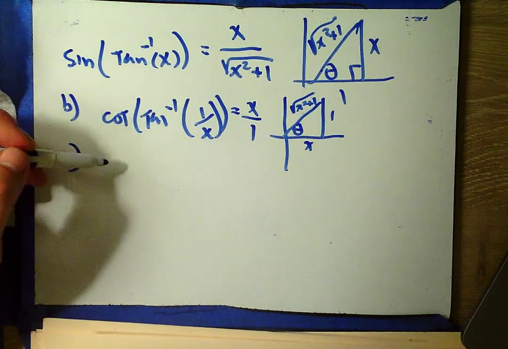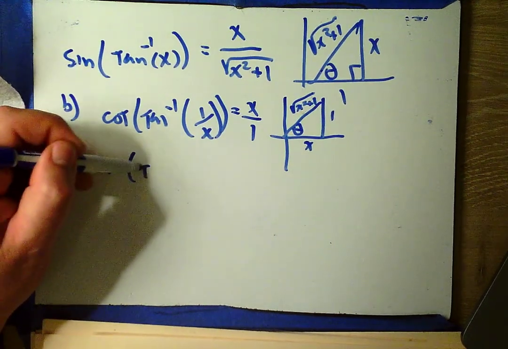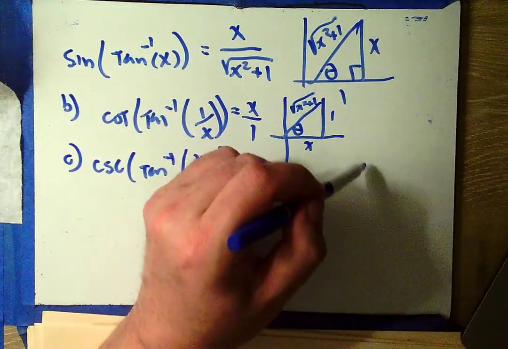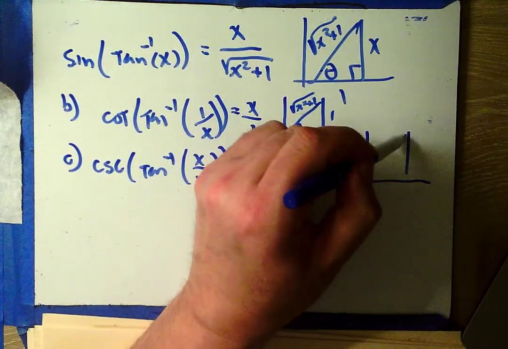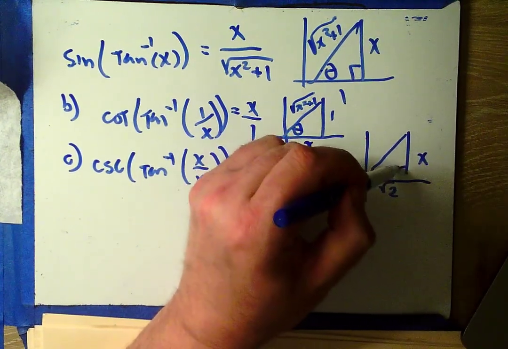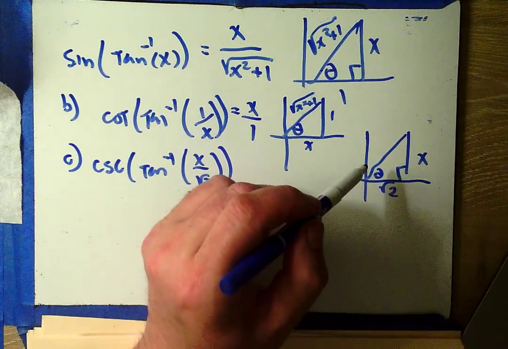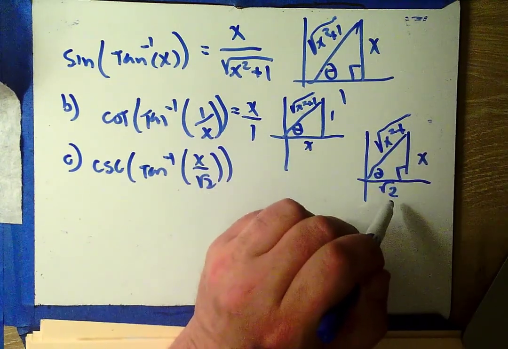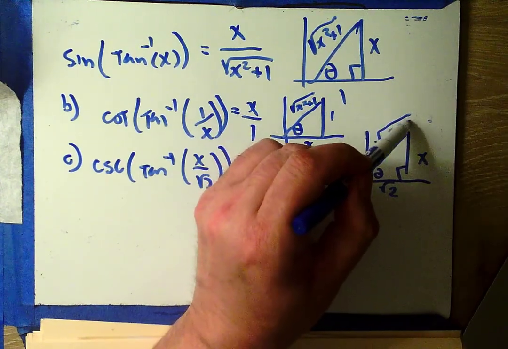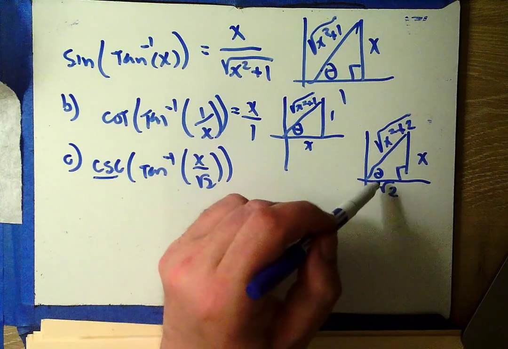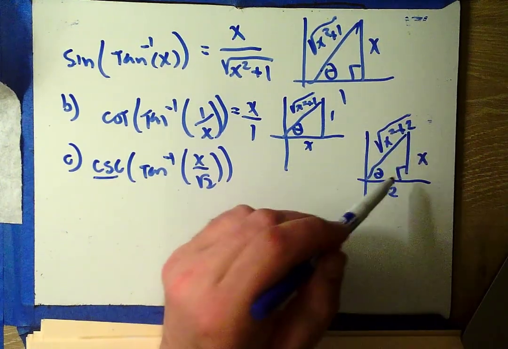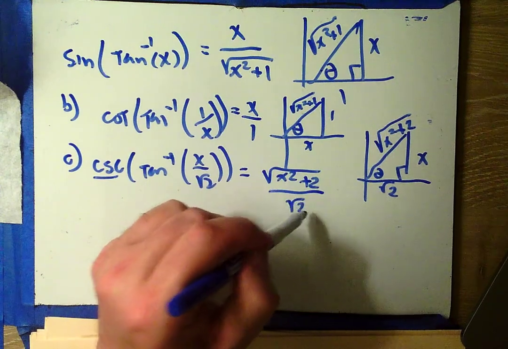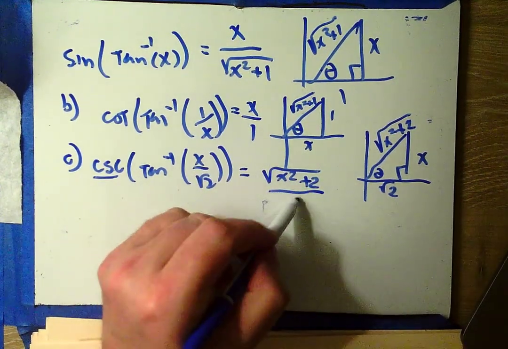C says cosecant of tangent inverse of x over root 2. Okay, so let's draw a triangle for this. Tangent inverse is x over root 2. So we know the opposite is x and the adjacent is root 2. If I use the Pythagorean theorem, I get the square root of x squared plus the square of root 2. Root 2 times root 2 is 2. And then I'm asked to find the cosecant of this angle, and that's going to be square root of x squared plus 2 over root 2. Wait, cosecant, sorry, over x.